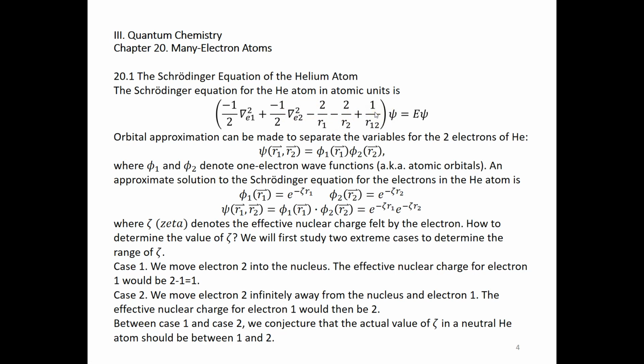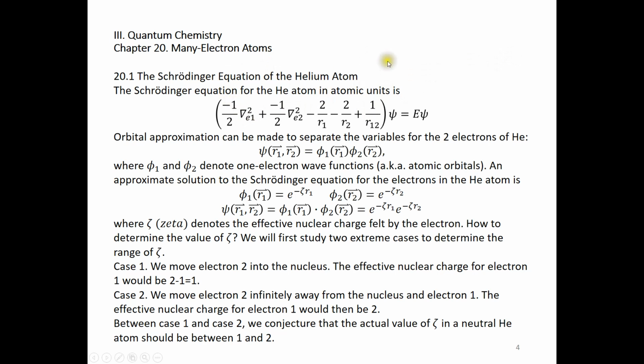How do we solve this Schrödinger equation? We have to make approximations. There are different levels of approximation, so let's try the first level, the so-called orbital approximation. We're going to try to separate the variables for the two electrons by doing this.